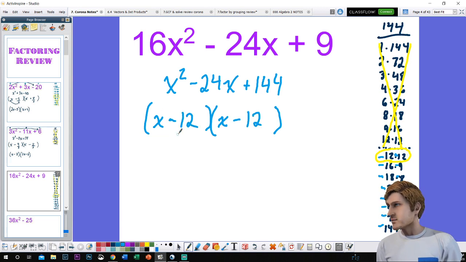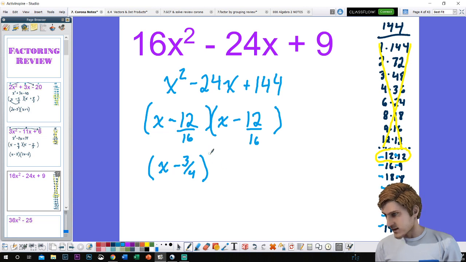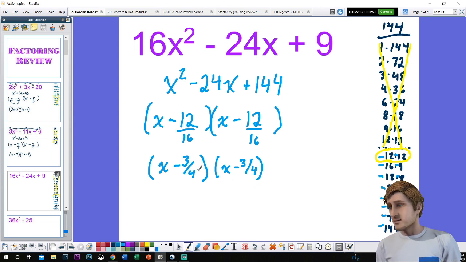My a was 16, so that's why I have to divide by it. Look, everything seems to be all matchy-matchy here. That's nice. So 12 over 16 gives me 3/4. And this is the exact same thing as that. So if I wanted to, I could write squared, but just so I don't confuse anyone, I'm going to continue to write it out. Now, can I stop right there?